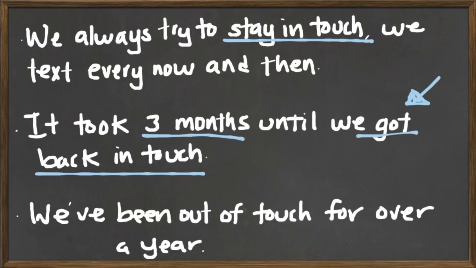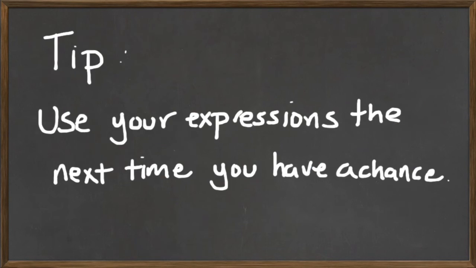Now the next one, we have been out of touch for over a year. This is very similar to the previous one, but this time the contact has not come back. So out of touch means no contact, no email, no text, no nothing. Pretty much what you do with your ex-girlfriend when you break up.